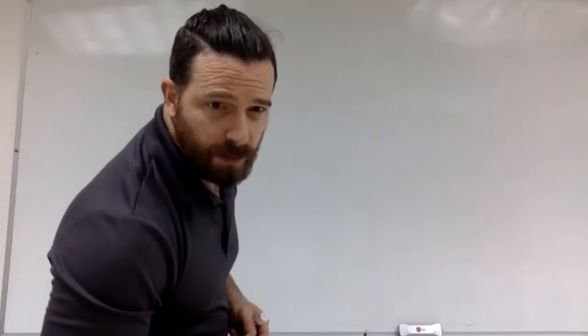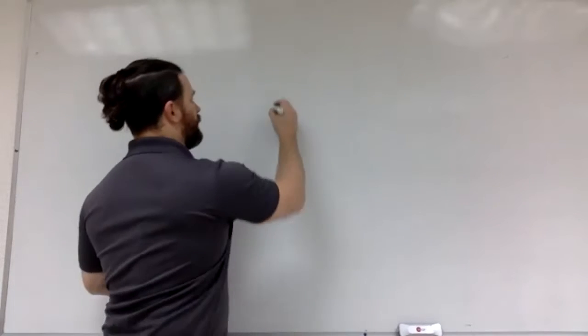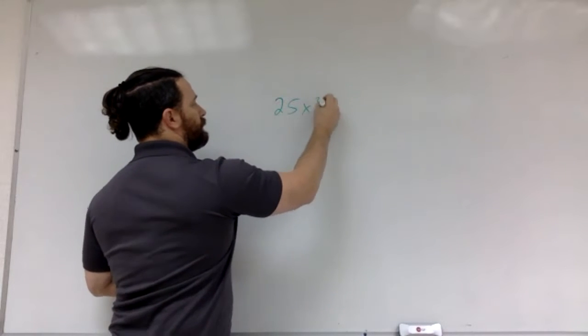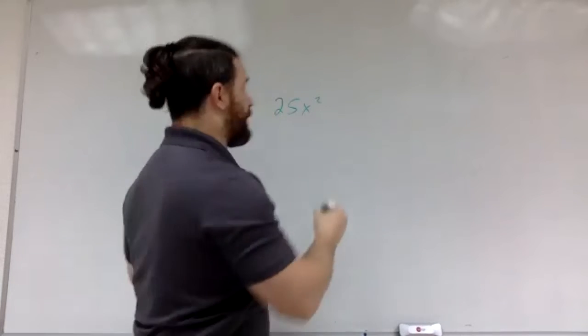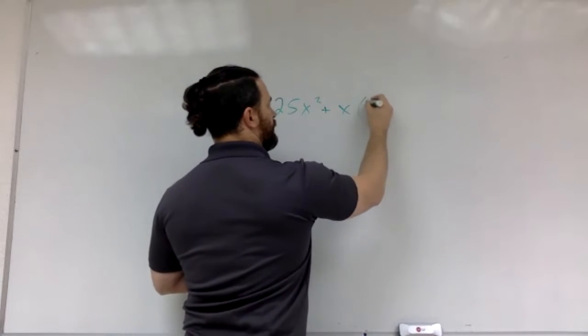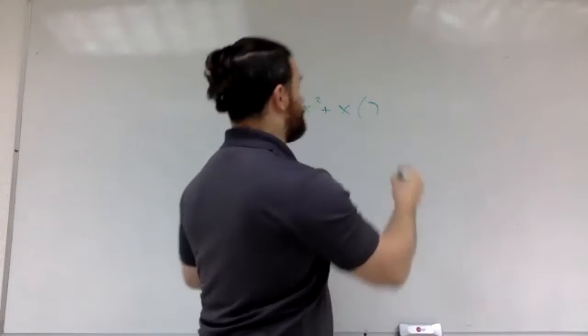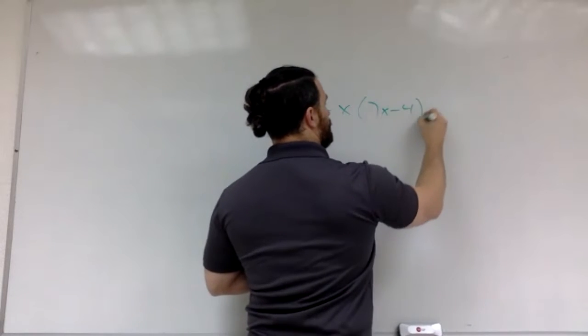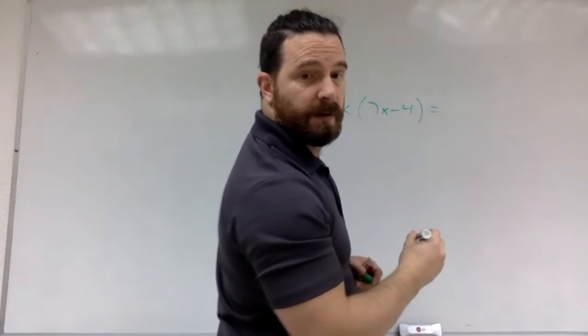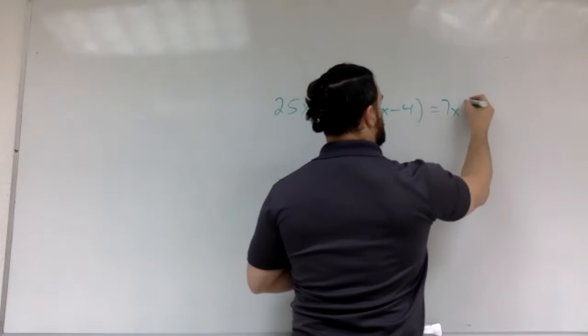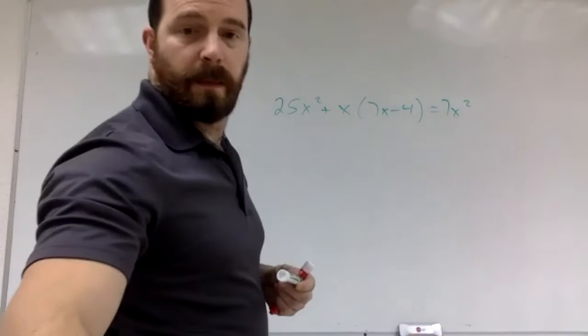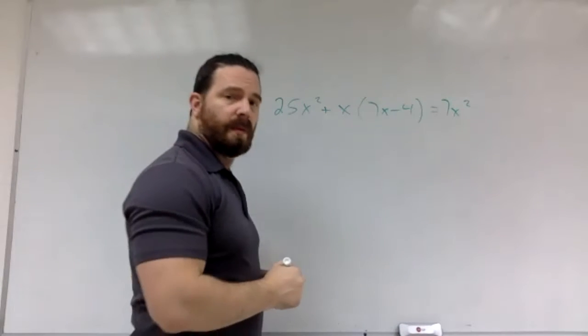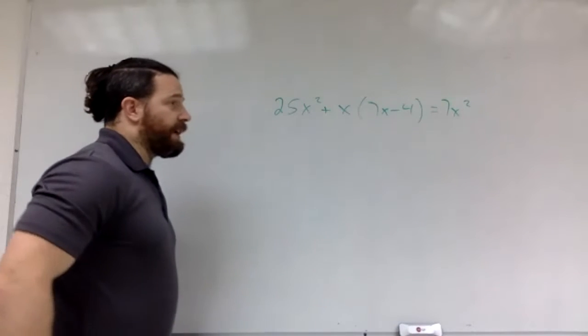All right, for number 2, we start with 25x squared plus x times 7x minus 4 equal to 7x squared. All right. So we're going to need to simplify everything first.